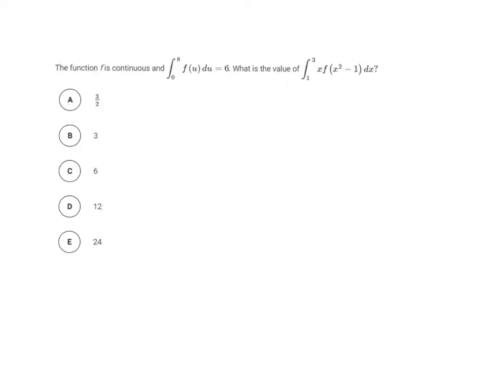I'd like to go over one question that has to do with substitution. I think this is a little bit harder than some of the ones that we've been doing in class. So they tell us that our function f is continuous and the integral of f of u du from 0 to 8 is equal to 6.